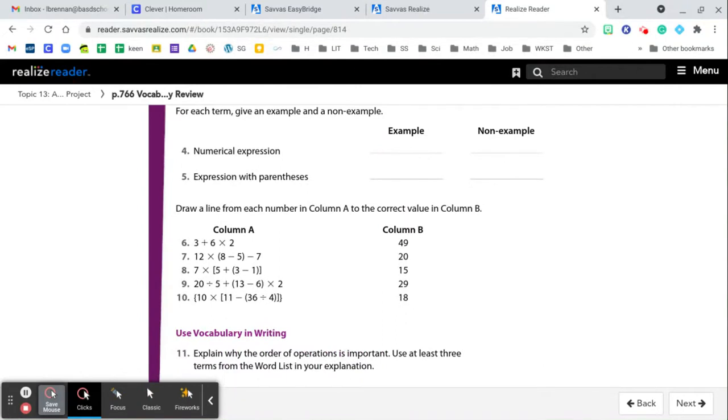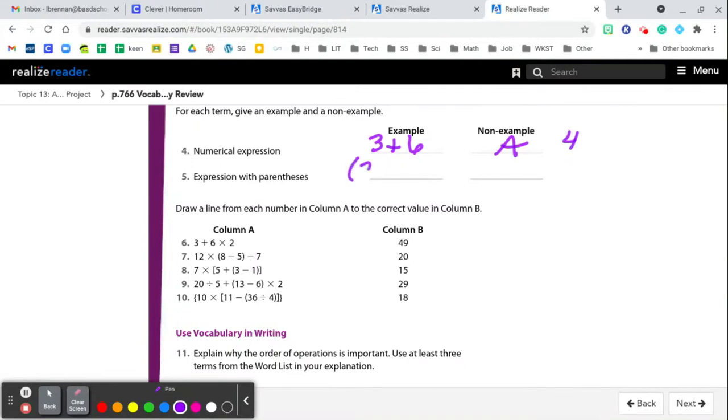Okay, give an example of a numerical expression and a non-example of a numerical expression. So we can look right around on the page there. A numerical expression could be 3 plus 6. A non-numerical expression could be A, or just the number 4. Expression with parentheses, 2 plus 2. A non-expression, 2 plus 4. No parentheses.